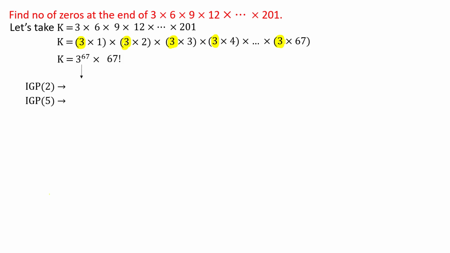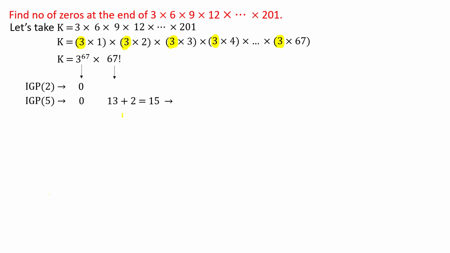So first of all, let's find the IGP of 2 in 3 to the power 67. 3 to the power 67 does not have any multiple of 2 in it, so the IGP of 2 in that term is 0. Similarly, the IGP of 5 in 3 to the power 67 is also 0, because 3 to the power 67 does not include any 5. Now let's find the IGP of 5 in 67 factorial.